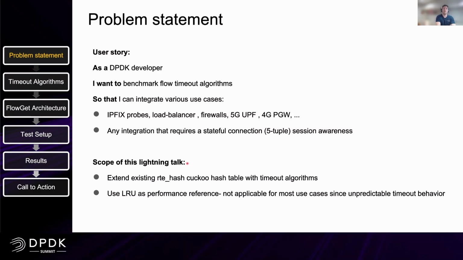The scope of this lightning talk is to extend the existing RTE hash cuckoo hash table with timeout algorithms. We are using and checking out also LRU, least recently used tables, as a performance reference. However, those do not really apply for most use cases since their timeout behavior is unpredictable.